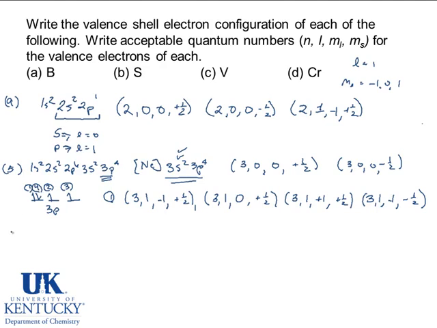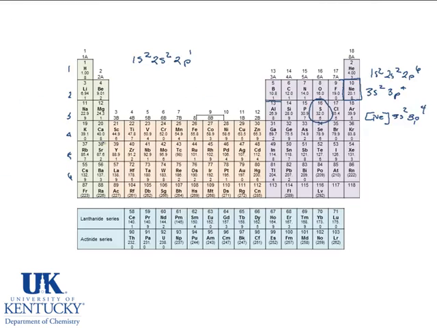Okay, let's go to C. C is vanadium. So let's find vanadium on our periodic table. Here it is. Now we're going to do the shorthand electron configuration for this one, because I don't want to start at 1s and work my way all the way to that.